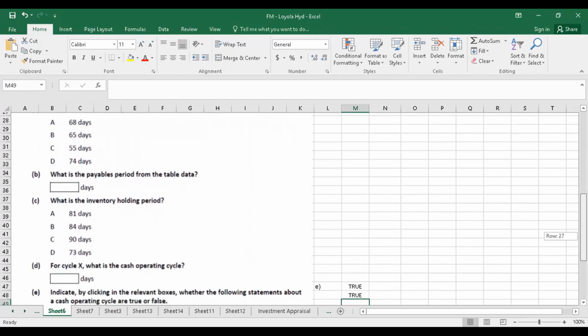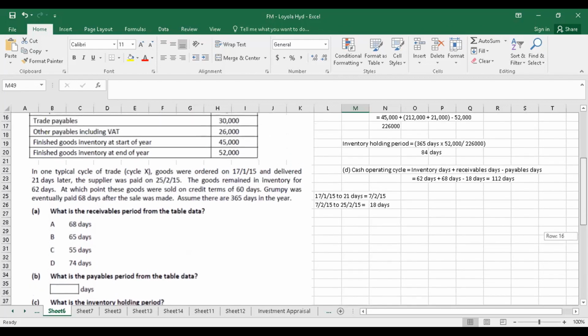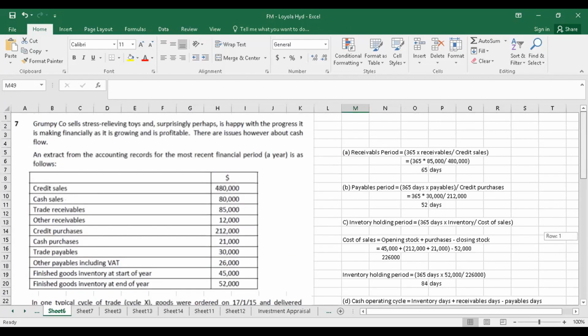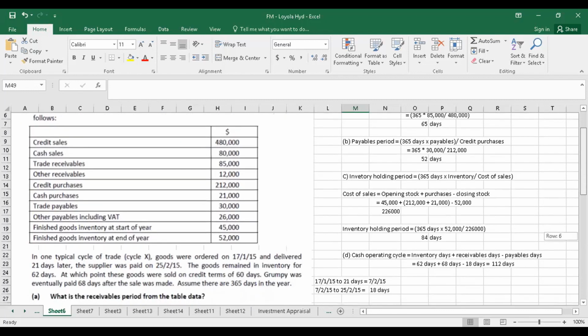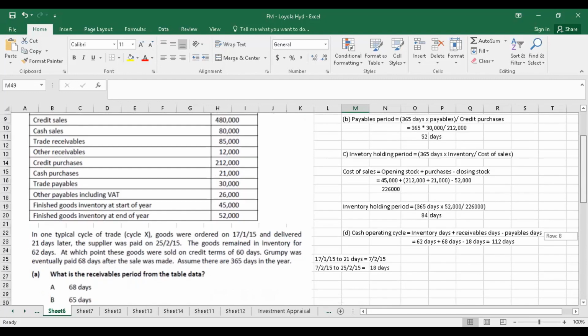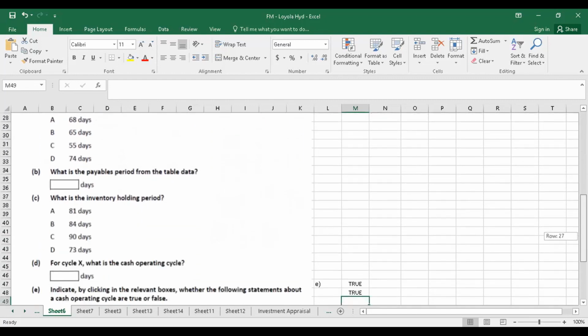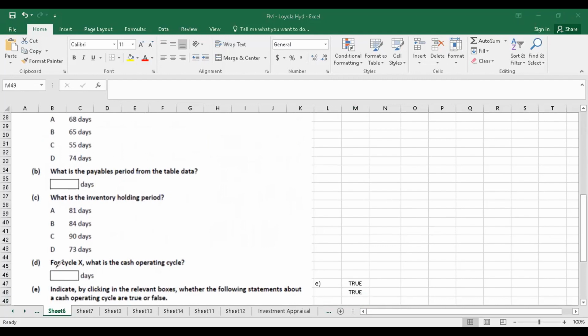For cycle X, what is the cash operating cycle? What is cycle X? The question further continues. So there is some financial data provided to us related to the current assets and current liabilities. So from the table data, whatever is asked was calculated. So are we to calculate the cash operating cycle from the table data? No. It again talks about a specific cycle X.